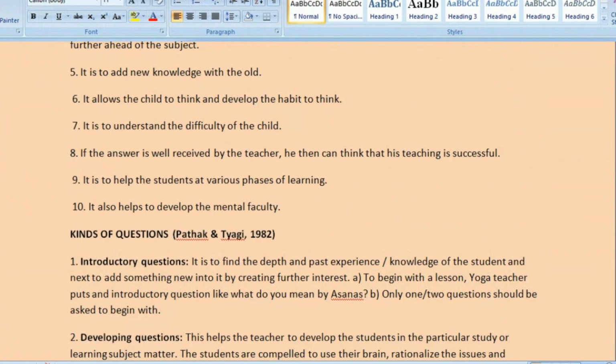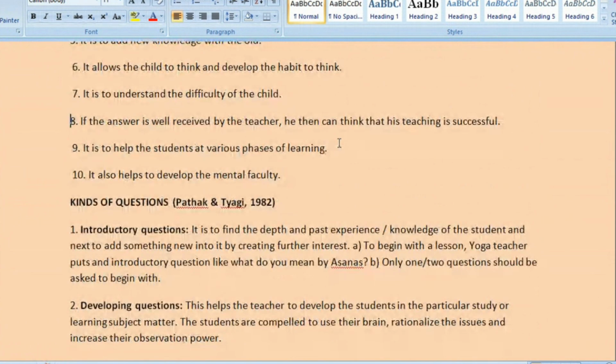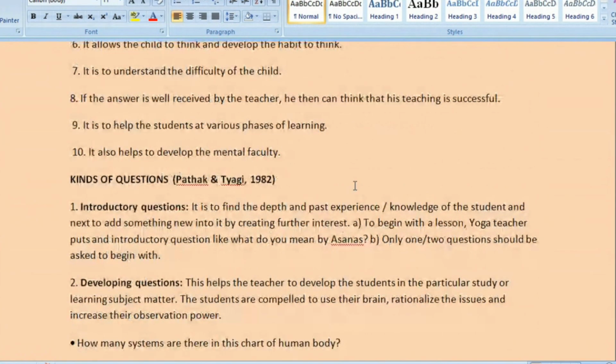Eighth point, if the answer is well received by the teacher, he then can think that his teaching is successful. Ninth point, it is to help the student at various phases of learning. 10th point and the last one, it also helps to develop mental faculty.